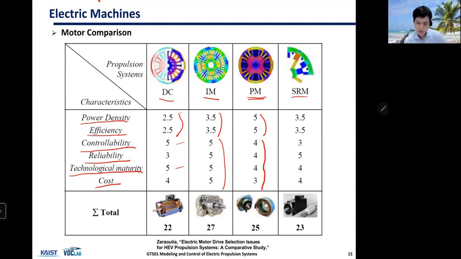And for electric vehicles, most of the time AC machines are used, and usually induction machine and permanent magnet synchronous machines are used. PM is good for high power density and efficiency, and induction machine is good for cost. Okay.